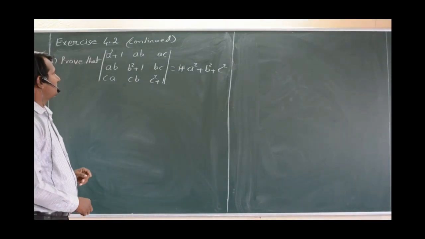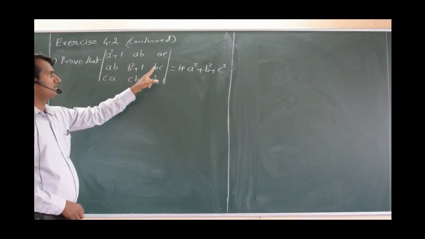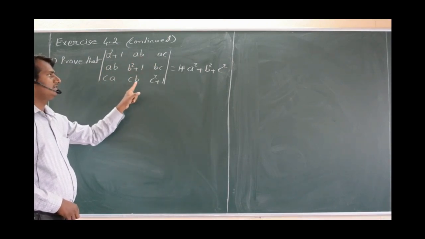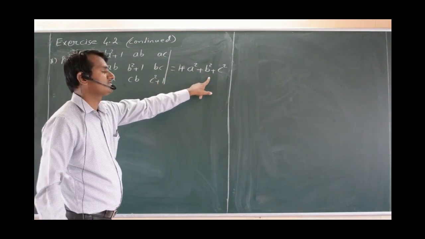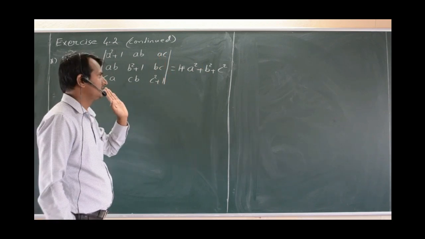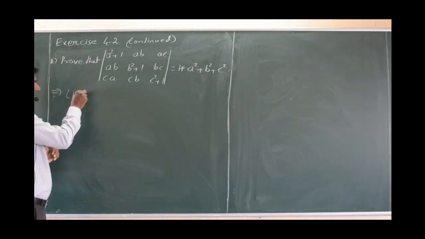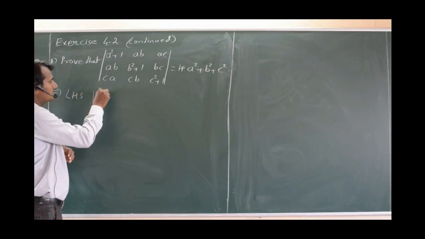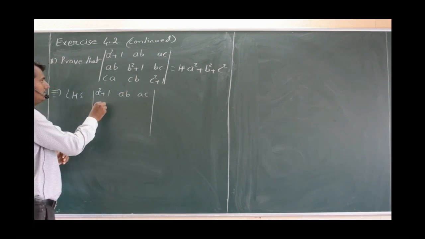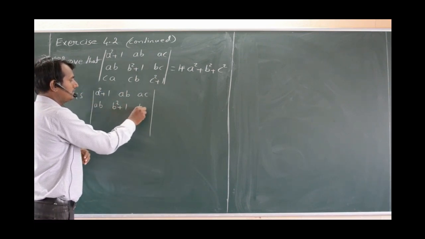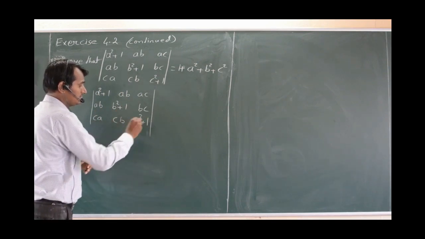Here in this next problem, we are having a square plus 1, ab, ac; ab, b square plus 1, bc; ca, cb, and c square plus 1. We are required to prove that it equals 1 plus a square plus b square plus c square. First of all, I will write down the LHS part. In the LHS we have a square plus 1, ab, ac; next ab, b square plus 1, bc; then we have ca, cb and c square plus 1.